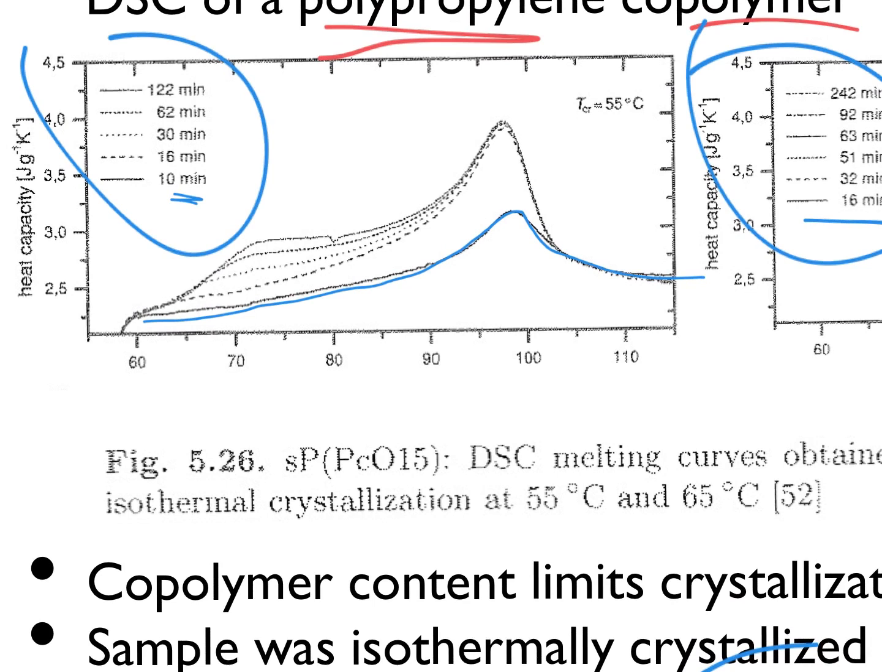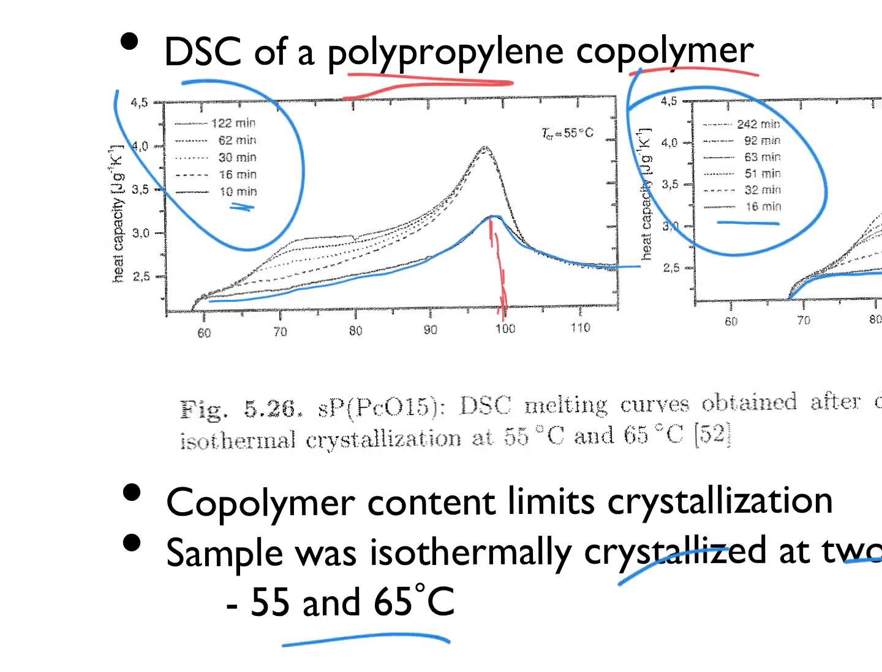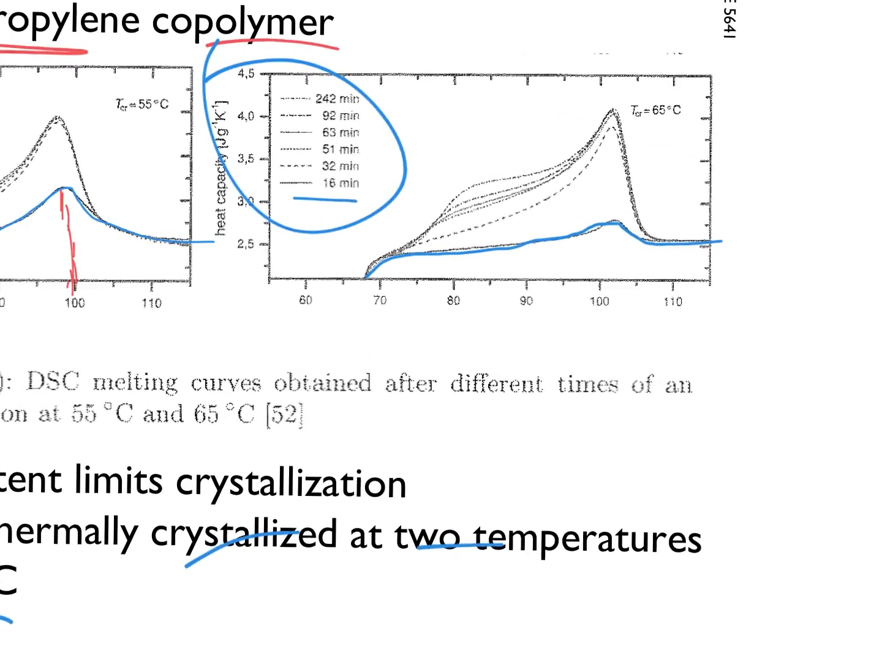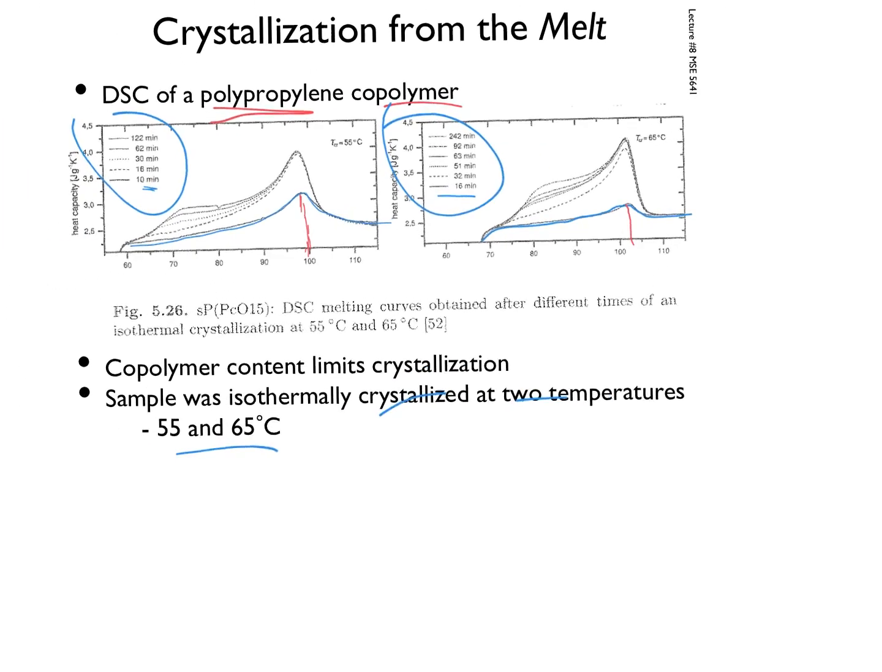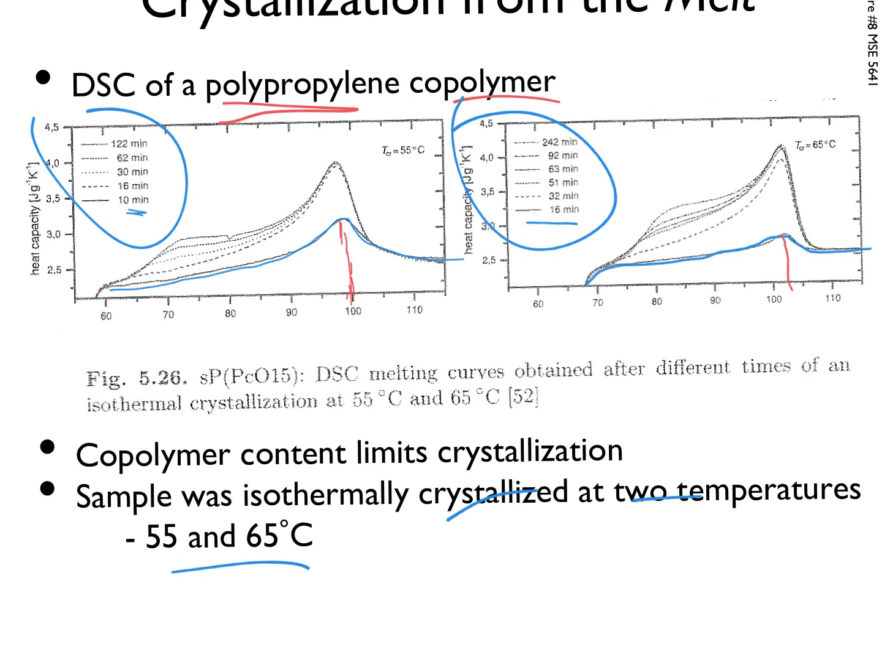What we're seeing is a melting temperature of a little less than 100 at 55 degrees centigrade, and in the case of 65 degrees centigrade crystallization, it's over 100. Okay, so why does that happen? Why do different temperatures give us different apparent melting points when we heat it back up again?